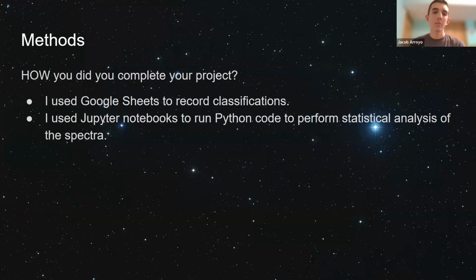So how did I complete this project? I used a Google Sheets document to record all my classifications, and then once I had done all those for the first region, PAR 1, I took those and ran them through a Jupyter notebook and created some Python code to perform statistical analysis of the spectra.